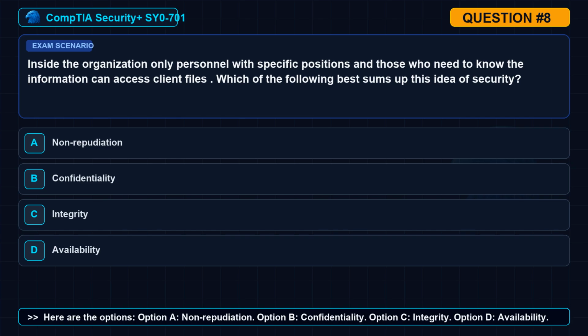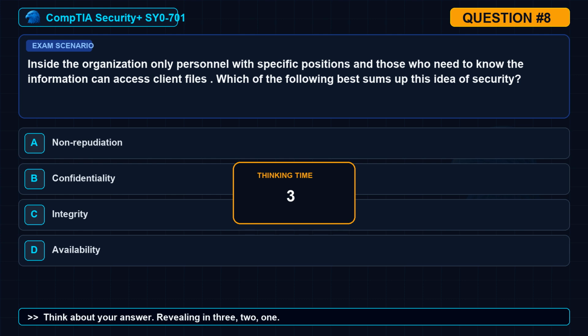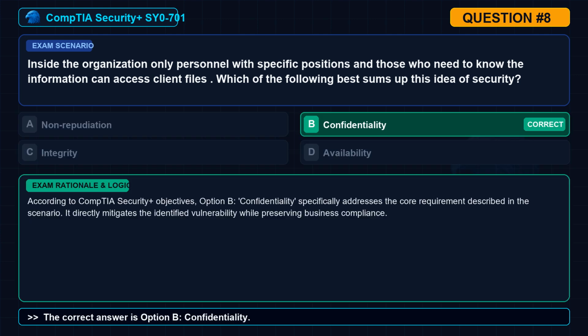Here are the options. Option A, non-repudiation. Option B, confidentiality. Option C, integrity. Option D, availability. Think about your answer. Revealing in 3, 2, 1. The correct answer is option B, confidentiality.